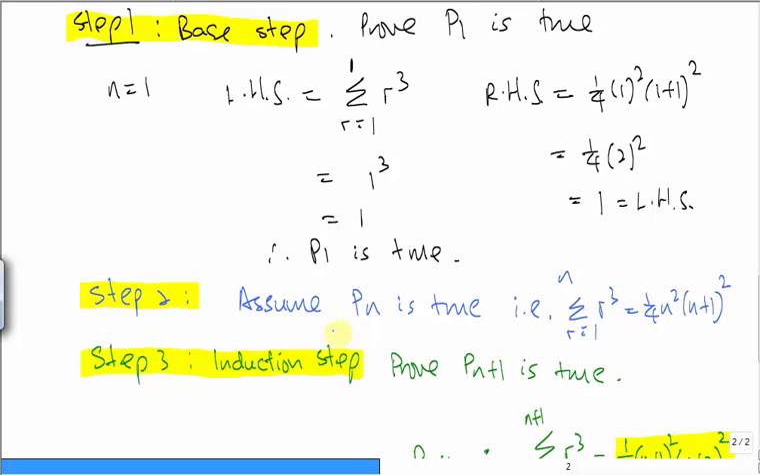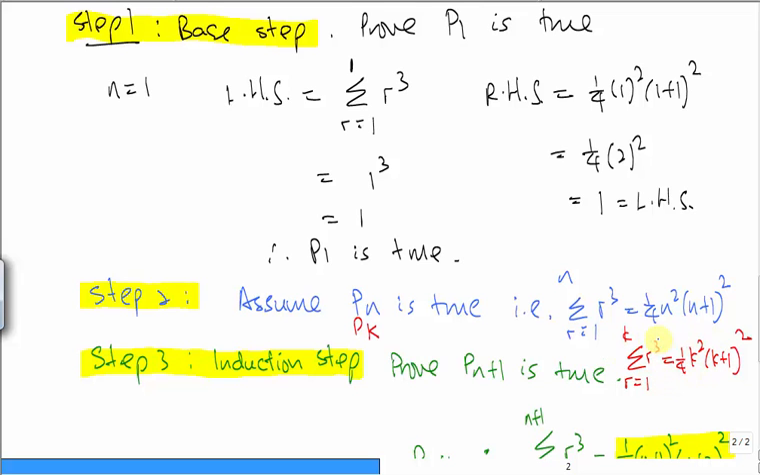Before I end this question, I would like to talk about another notation for step 2 and step 3. It's quite common that instead of assuming Pn is true, we sometimes assume Pk is true. It's just a change in the symbol. Instead of using n, we use k. And because we use k, this whole expression here has to be rewritten as summation of r equal to 1 to k, instead of n, and equal to 1/4 k squared, instead of n, it will be k, and k plus 1 squared. So this is the Pk.